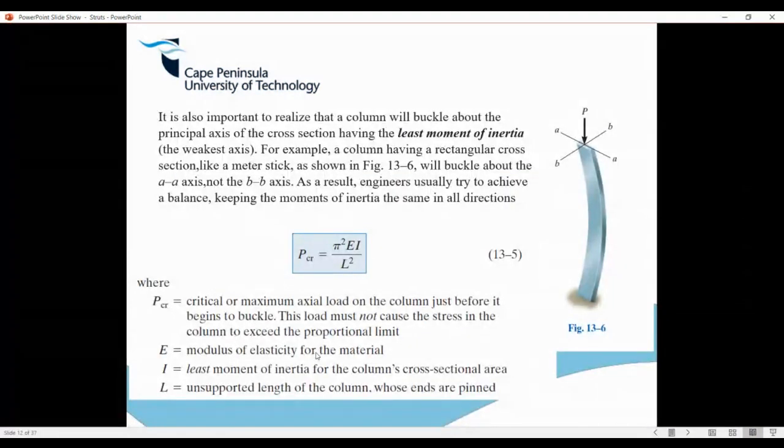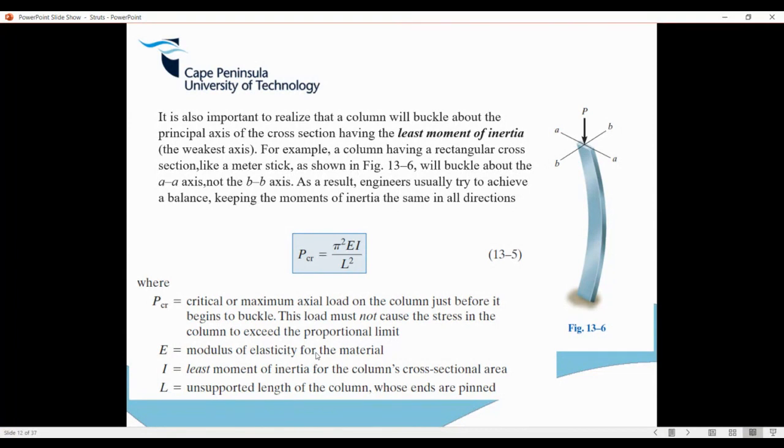Pi squared E I over L squared. I don't need to look at the equation for it. Pi squared E I over L squared. So what that formula means, guys, is that those three variables are going to tell you whether something will buckle or not: your elastic modulus E, the second moment of area I, and then L squared. And we'll talk about L squared.